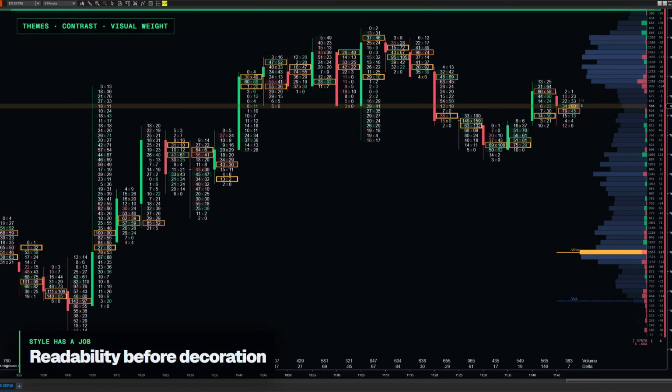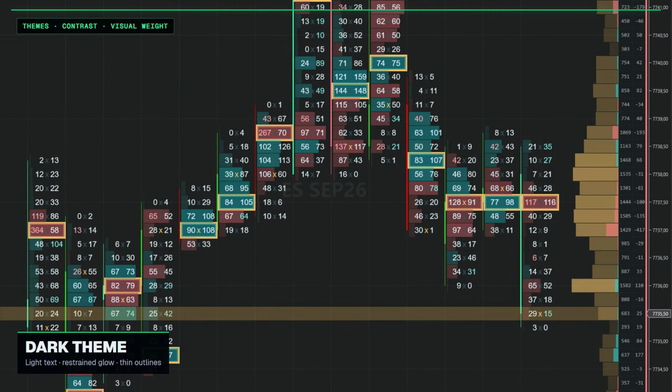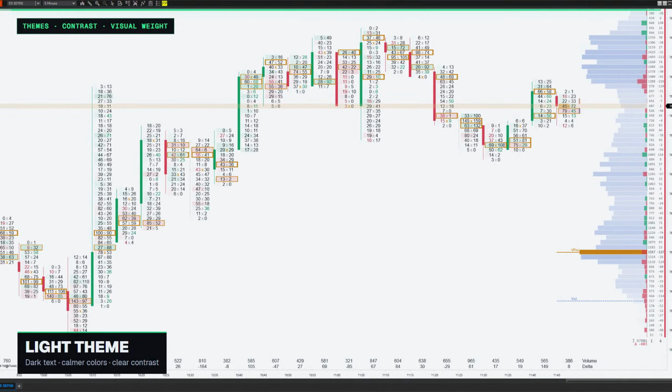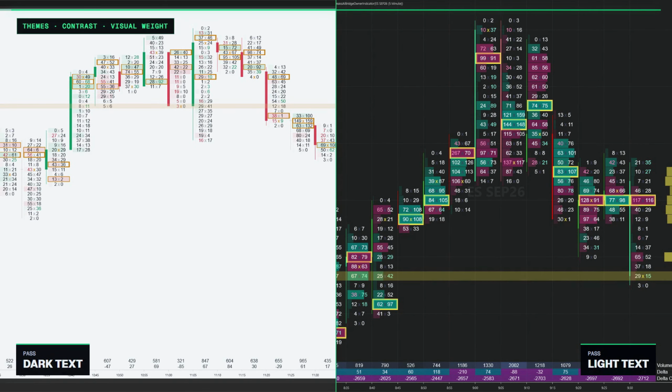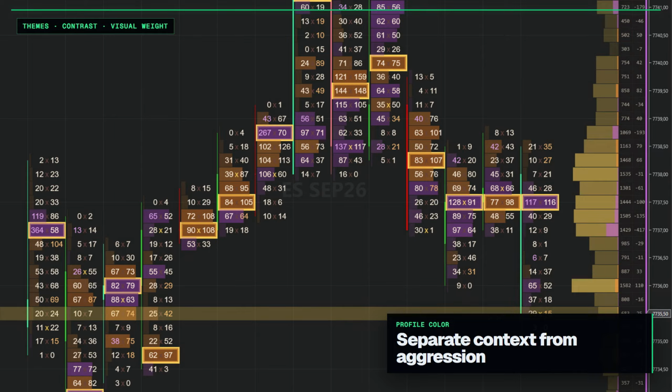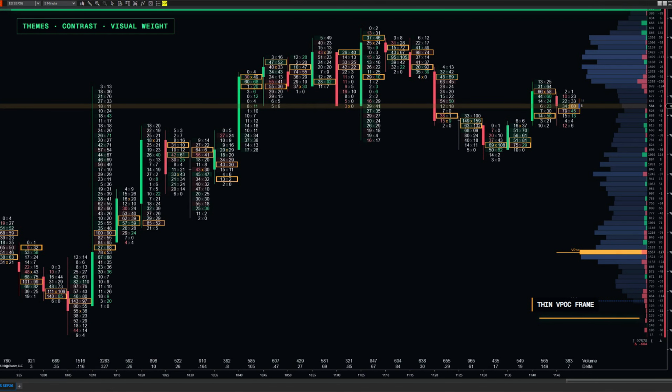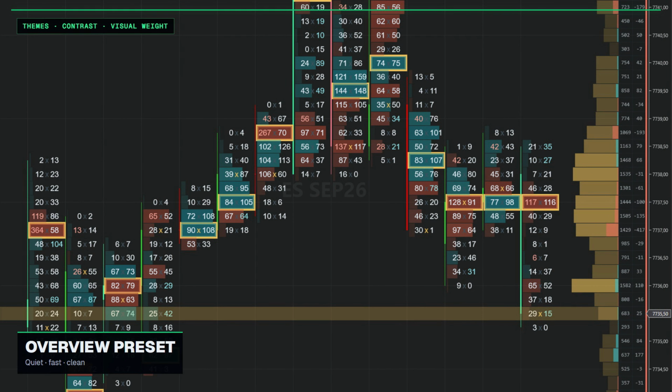Style should improve readability, not decorate the chart. A dark theme needs light text, restrained glow, and thin point of control outlines. A light theme needs dark text and calmer colors. Bright text on a bright background is rejected. Profile colors separate acceptance from aggression without fighting the cells. A thick VPOC frame can dominate the numbers. We use narrow lines, controlled fills, and clear contrast. This gives us a clean overview preset and a dense diagnostic preset on the same instrument without losing detail.